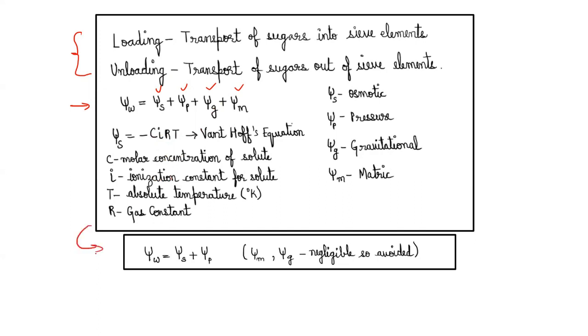Finally the equation becomes: the water potential is equal to the solute potential plus the pressure potential, which is also called turgor potential, or turgor pressure. The pressure that is applied on the cell wall, basically the pressure that is felt on the cell wall. Since the matrix potential and gravitational potential values are negligible, we avoid them. So the equation finally becomes water potential is equal to the solute potential plus the pressure potential.